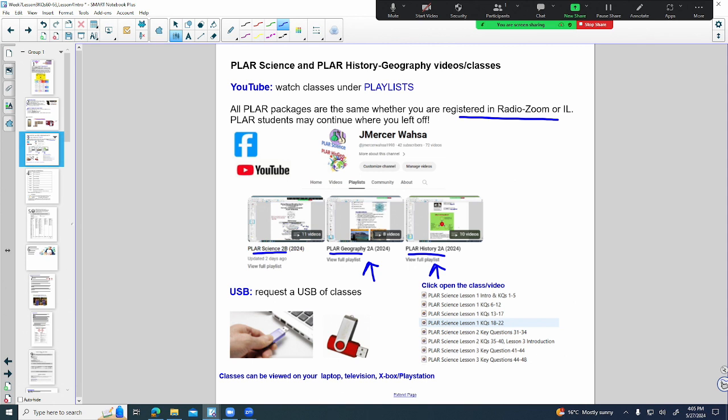Or if you don't have internet or Wi-Fi, you can still request a USB of classes. Just make sure that you check which lesson you are needing help with. For example, maybe you need help with key question 42. So check out PLAR Science Lesson 3 under key questions 41 to 44, and key question 42 should be in there. Classes can be viewed on your laptop, television, Xbox, or PlayStation.